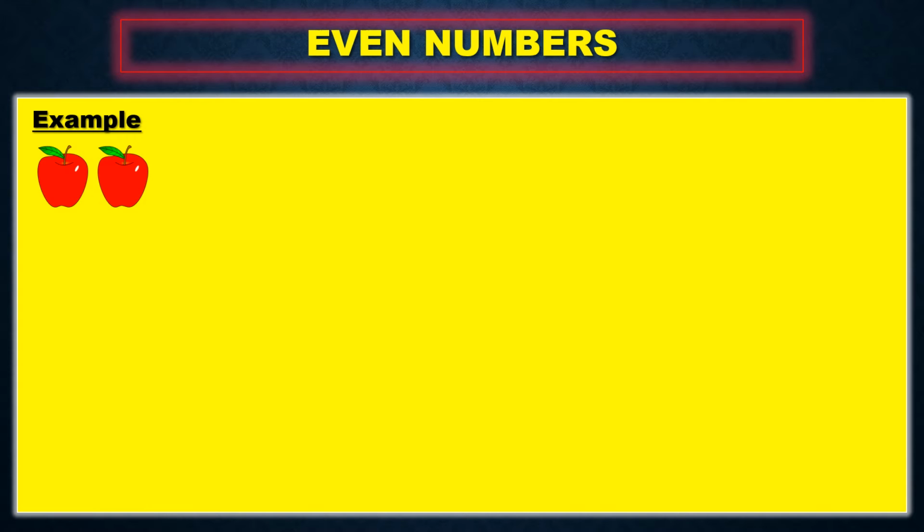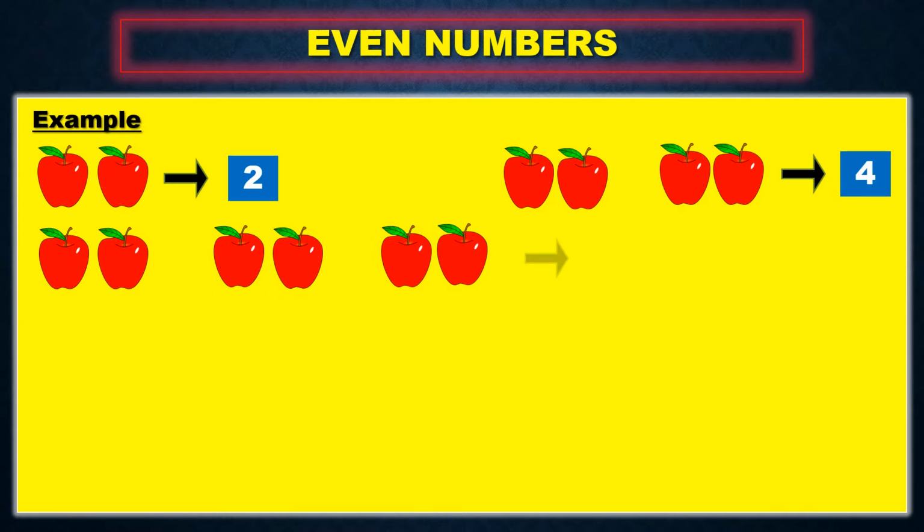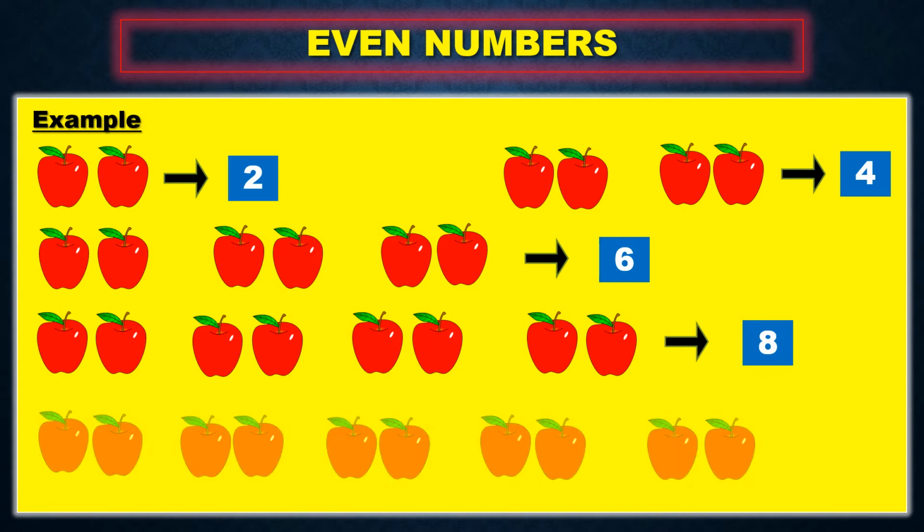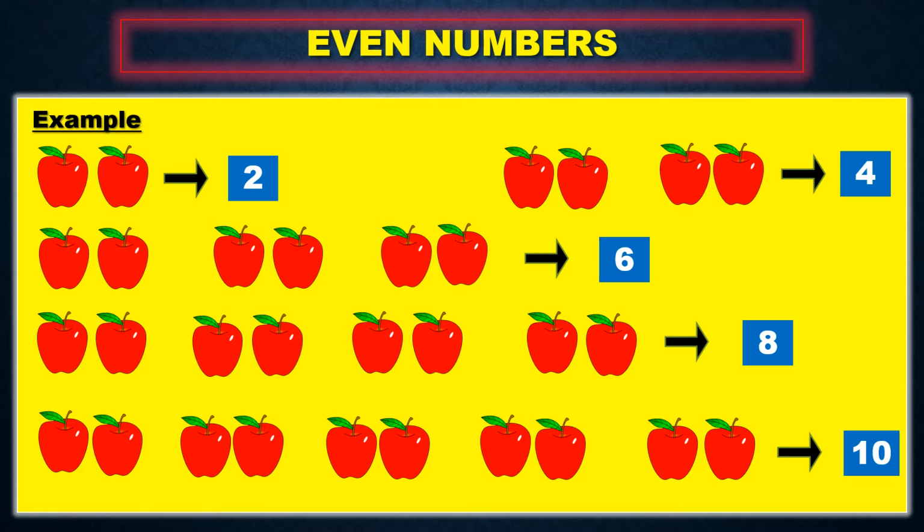Here I took some apples: 2 apples, 4 apples, 6 apples, 8 apples, and last here 10 apples. I set these apples in such a way that in each set there are 2 apples. Here in this set you have 2 apples, in this set you have 2 apples, so 2 plus 2 is 4 apples. Here I set 3 sets. In each set you have 2 apples.